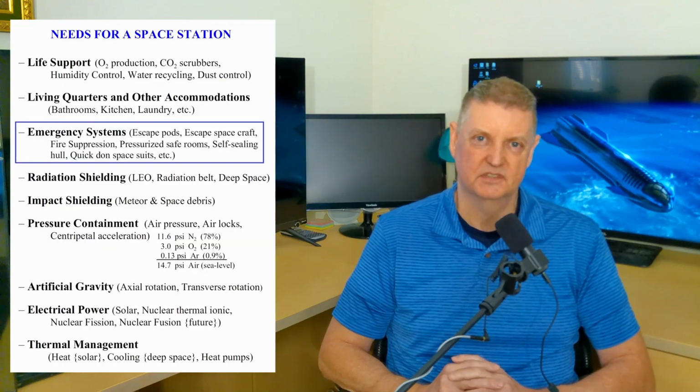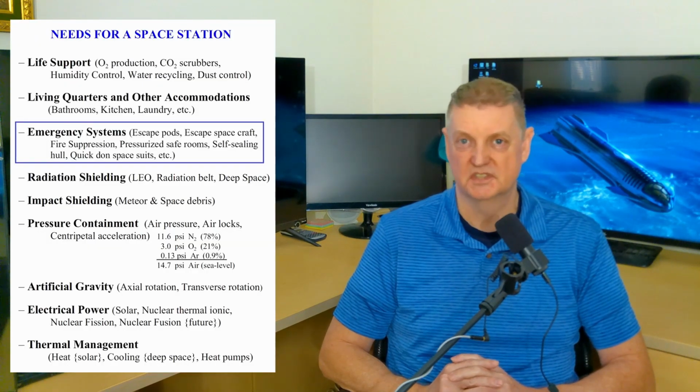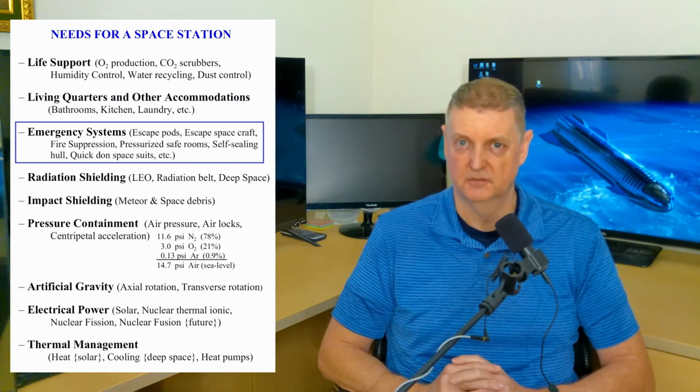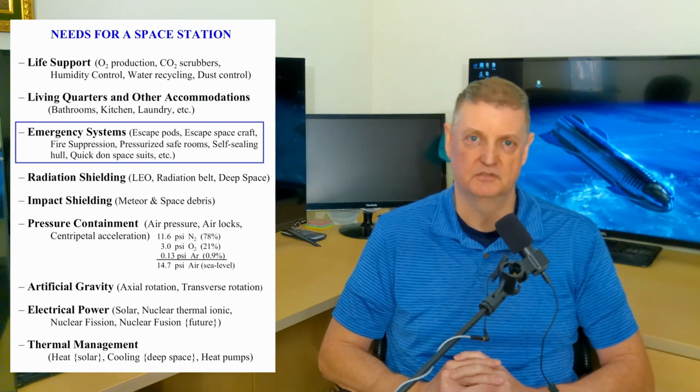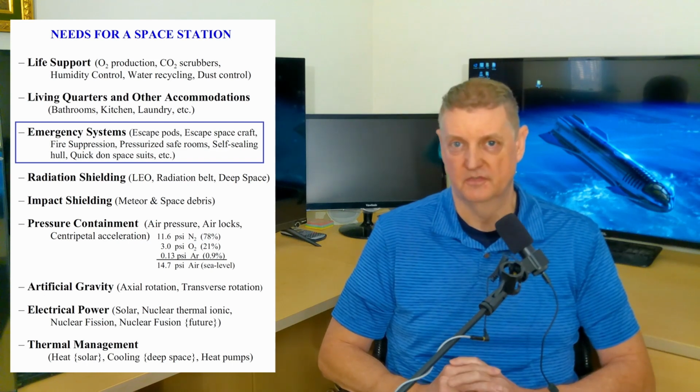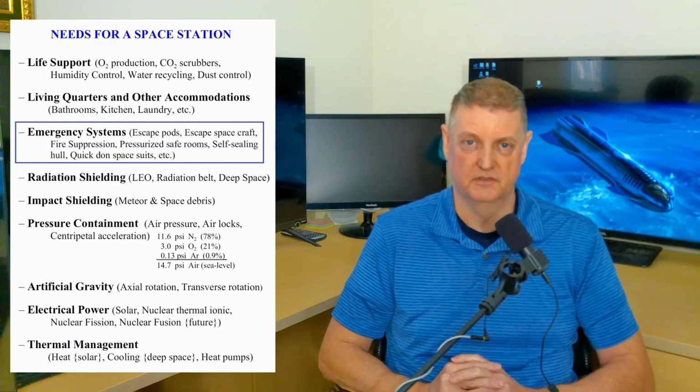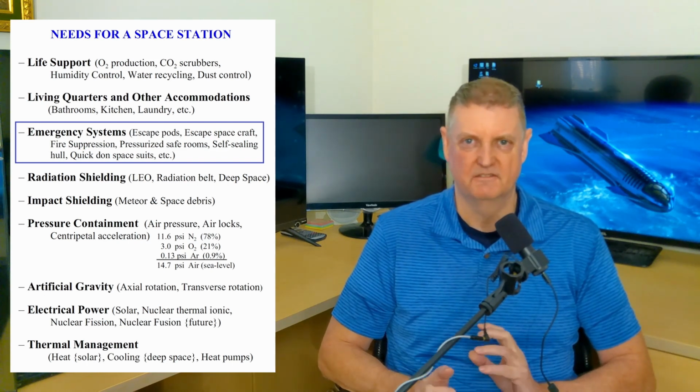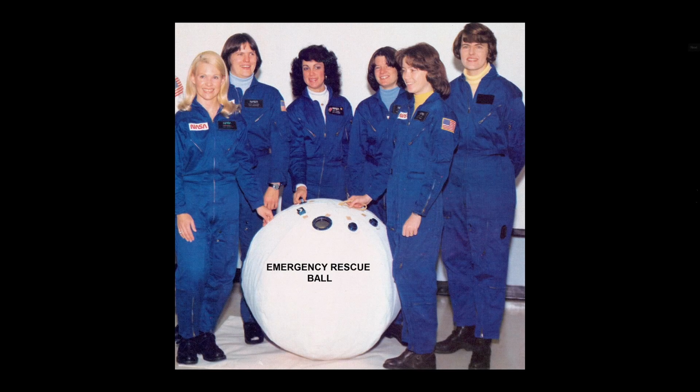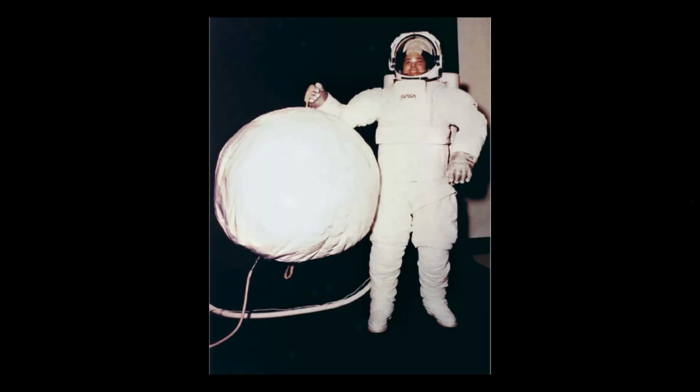The next systems are emergency systems, and these are critical for any space station. What do you do if something goes wrong? What do you do if the hull is punctured? What do you do if there's a fire? So you have to have fire suppression systems, and you have to have pressurized safe rooms that you can go into very quickly and protect yourself from accidental pressure loss inside the space station.